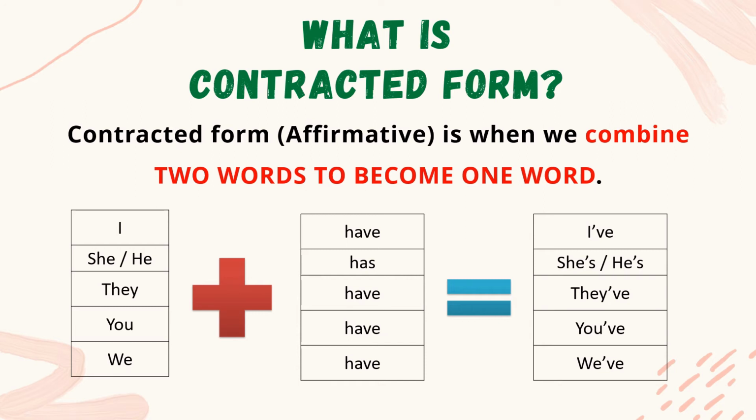She or he and has. It becomes she's or he's. They and have. It will become they've. You and have. It becomes you've. We and have. It will become we've. Contracted form is you combine the words to become one word.